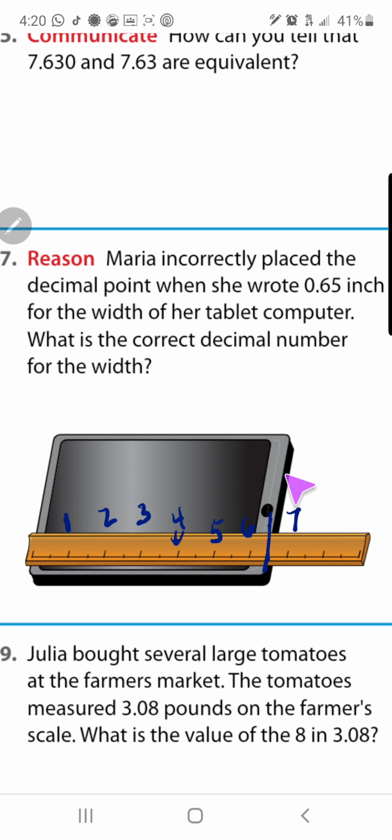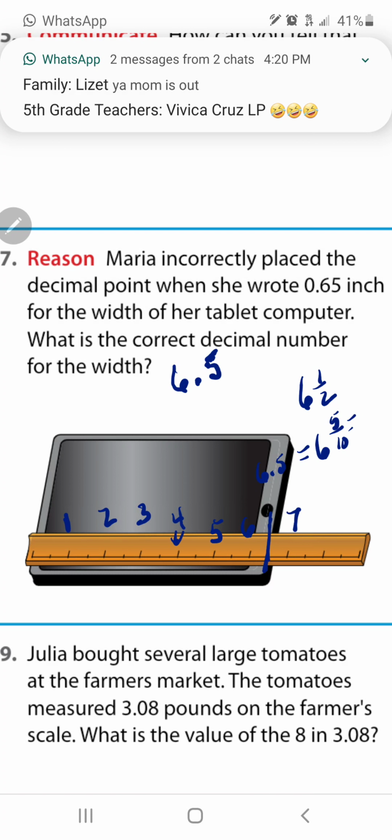So that means that must be equal to 6.5 as a decimal, or 6 and 5/10 as a fraction, which, if you saw in the video, is actually equal to 6 and 1/2 when simplified. So therefore, the correct way to write this number is 6 whole inches and half of an inch, which is 6.5. All right, so that would be the correct way to write it down. Okay, let's move on.